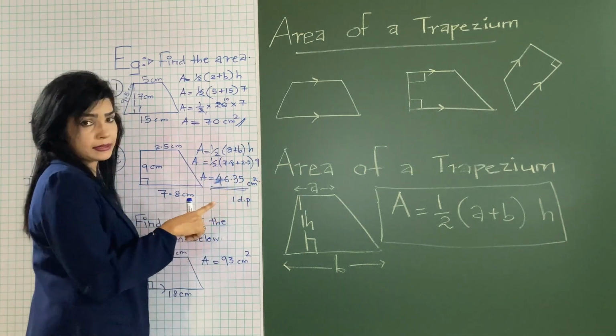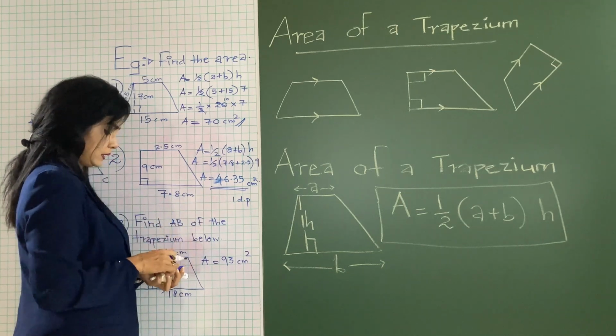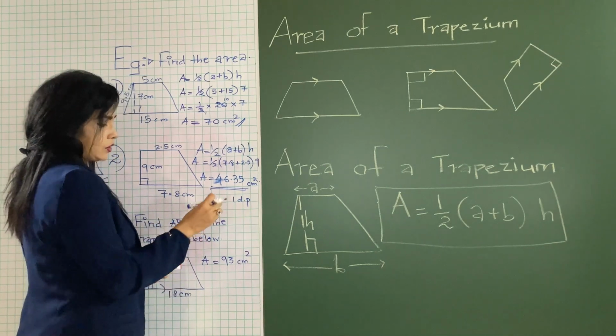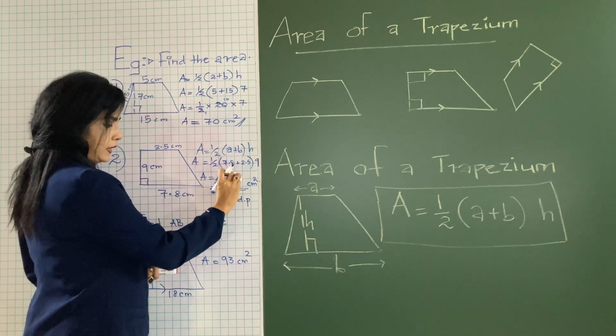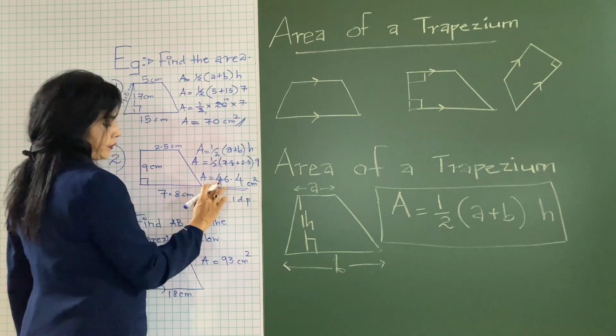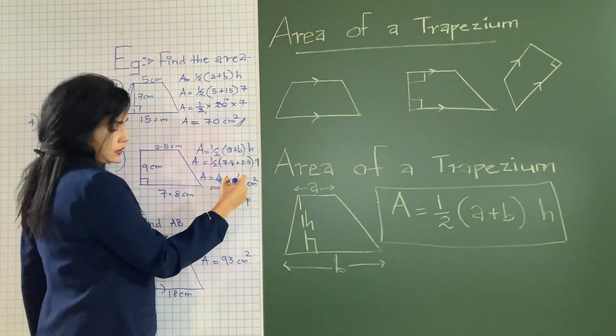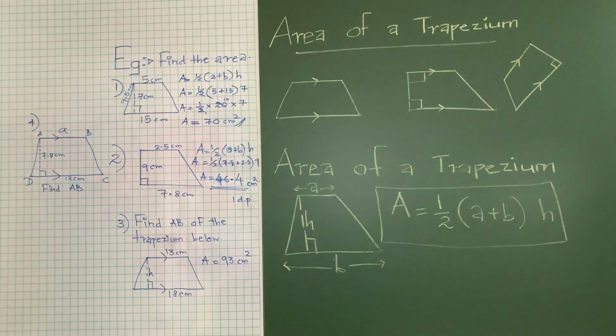For 2 decimal places it is 46.35. So when you want to round off to 1 decimal place, it becomes 46.4. Okay. I wrote for 2 decimal places to show that it is rounding off to 46.4.